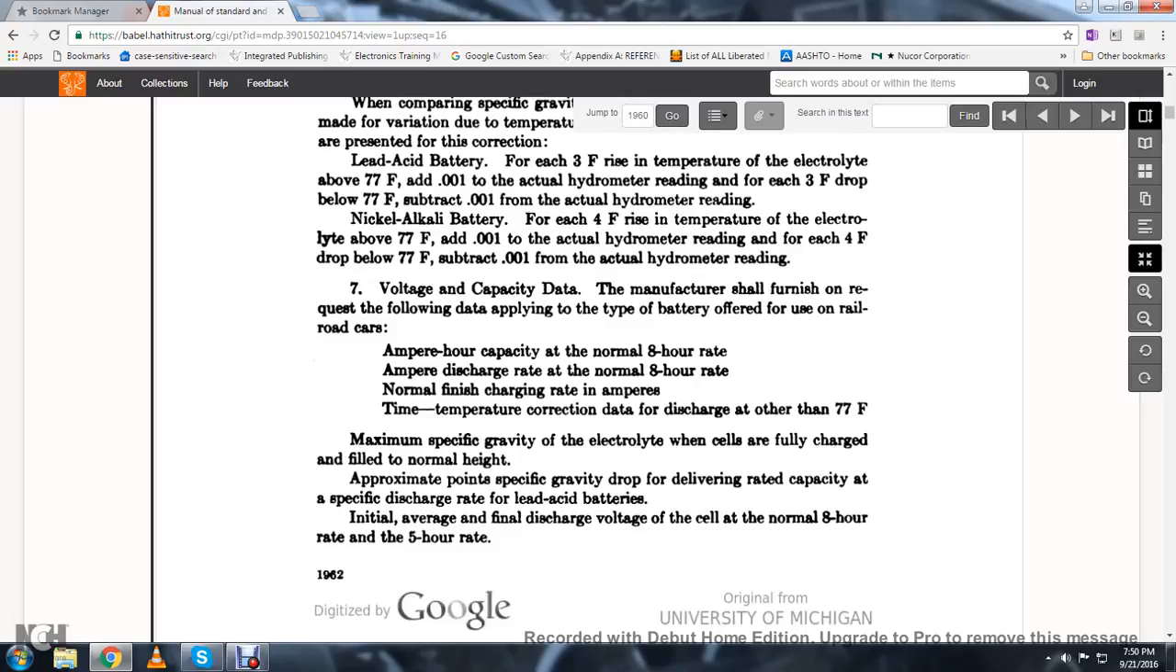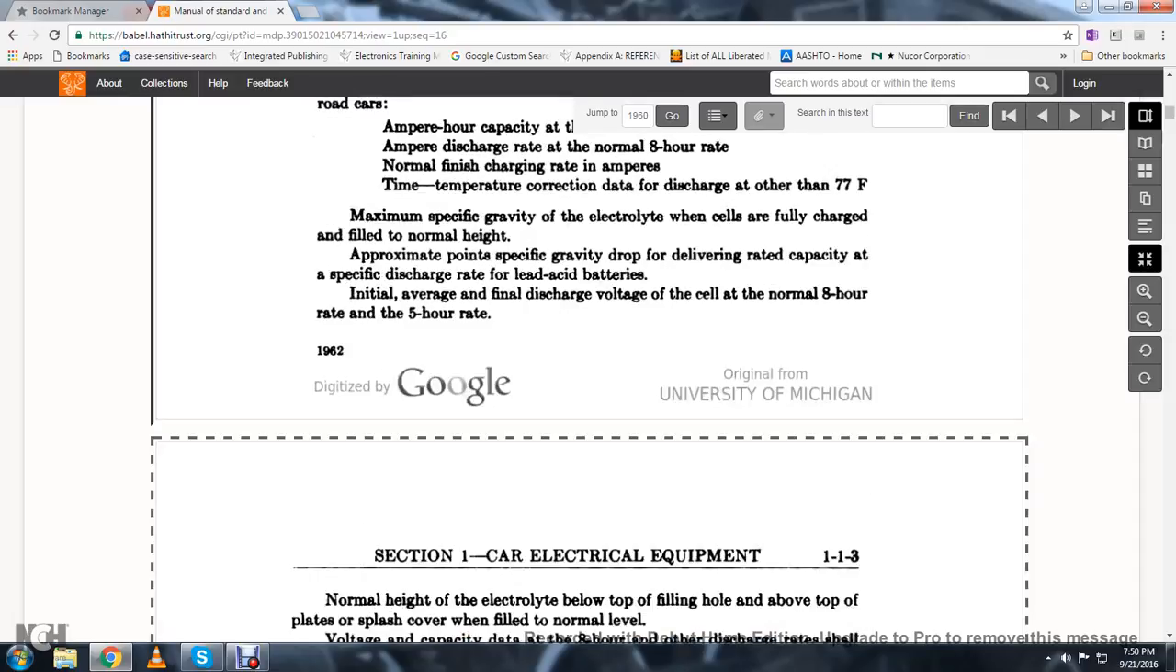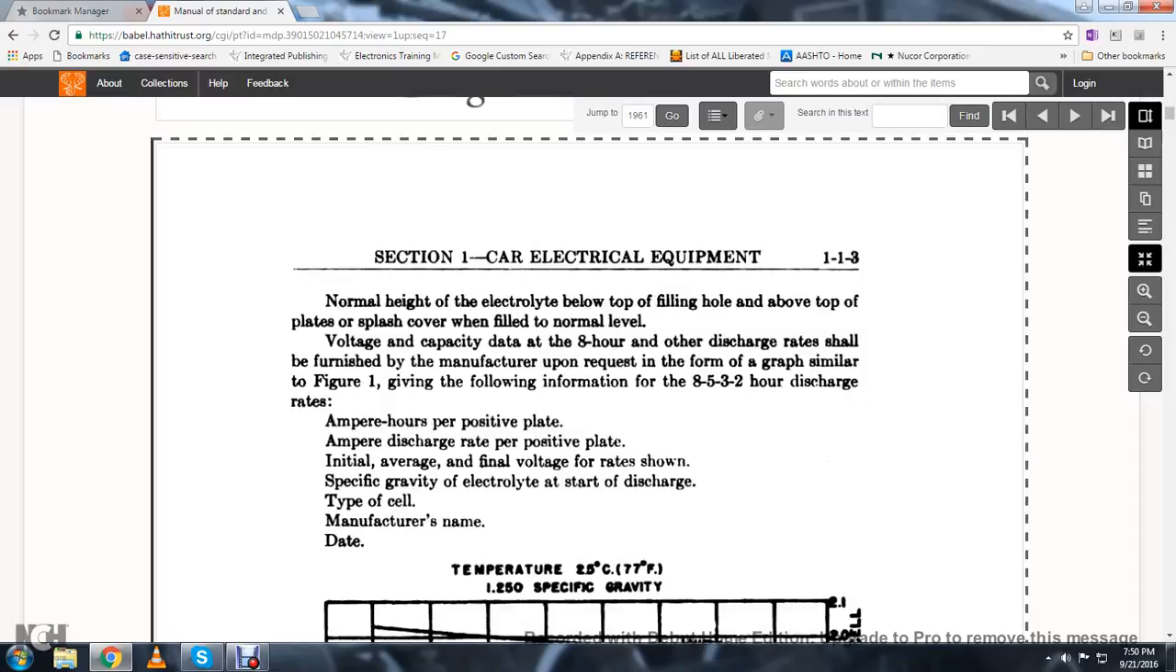Initial average and final discharge voltage of the cell at the normal 8-hour rate and 5-hour rate. The normal height of the electrolyte below the top of the filling hole and above the top of the plates and splash cover when filled to a normal level.